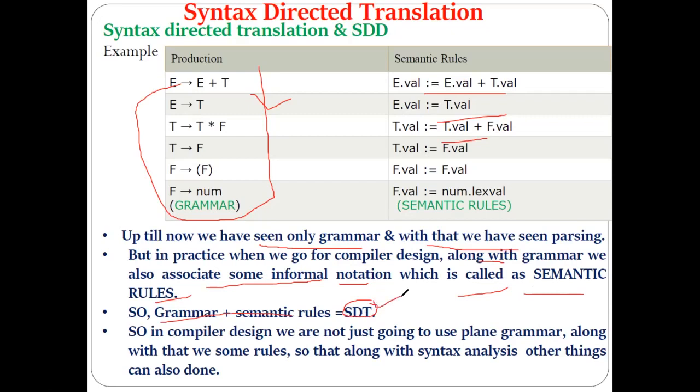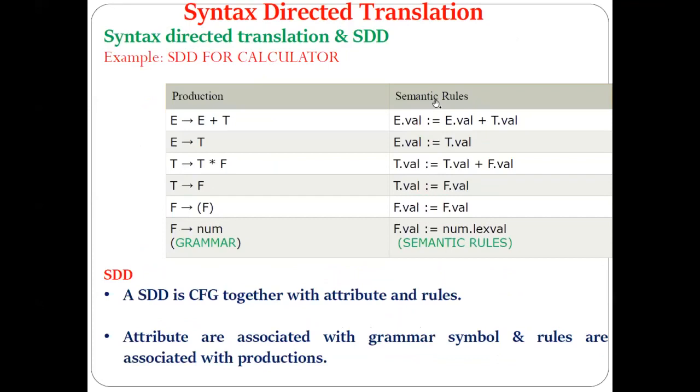With the help of this syntax directed translation, we are going to check whether your sentence is meaningful or not. So this is the general definition of syntax directed translation. Practically, when you do the traversing and you get the value using that particular annotated parse tree, that is referred to as syntax directed translation. That we'll see in the example. So in compiler design, we are not just going to use the plain grammar like this. Along with this grammar, we have to use some rules, like these semantic rules, with some attached information, so that we can check whether your sentence is meaningful or not. How it is done, we'll see.